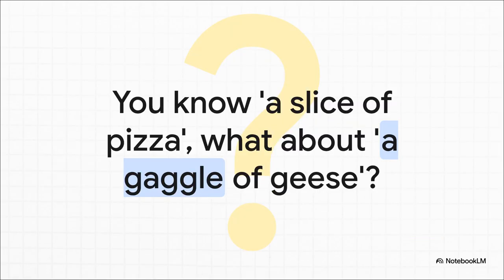So now that you've got this down for food, it kind of opens up a whole new interesting world. I mean, a slice of pizza, that's easy now. But did you have any idea that a group of geese is actually called a gaggle of geese? How cool is that? English is absolutely full of these fun, specific, and sometimes really strange quantifiers. So maybe your next challenge is to see how many more you can find.